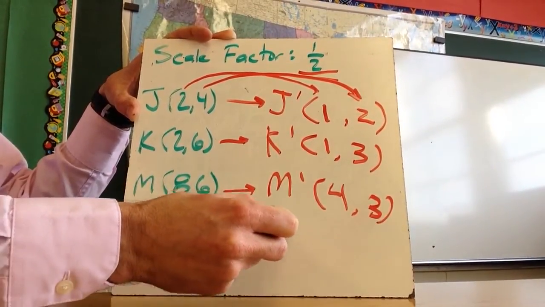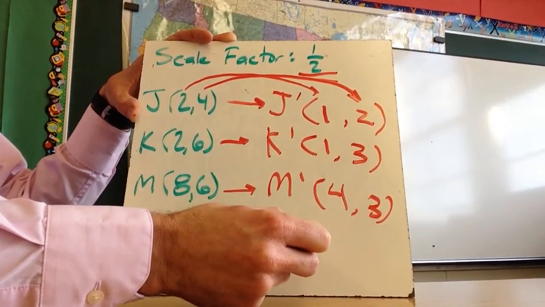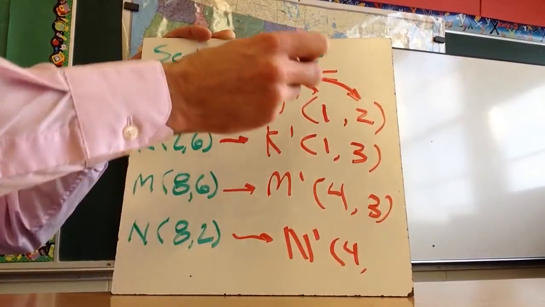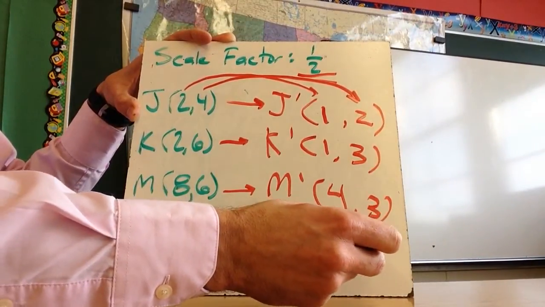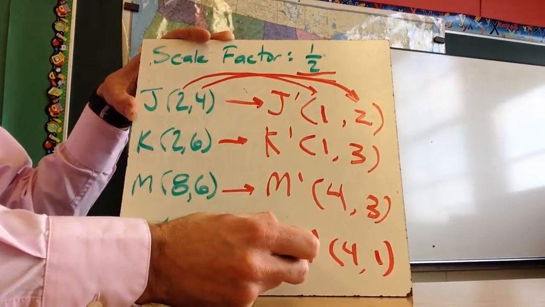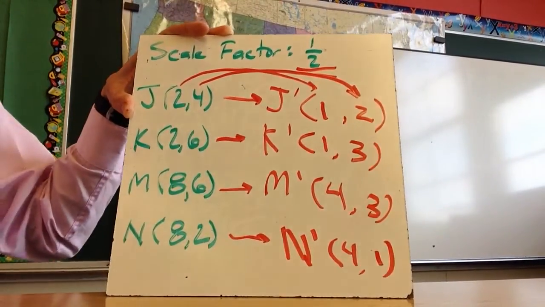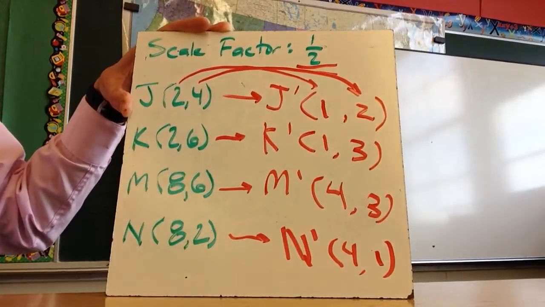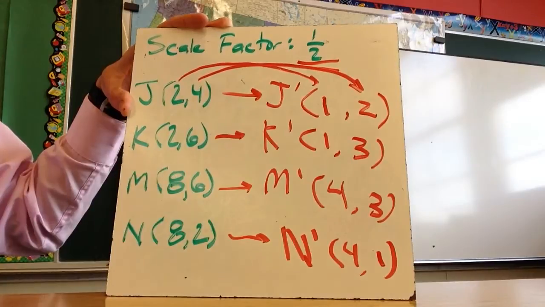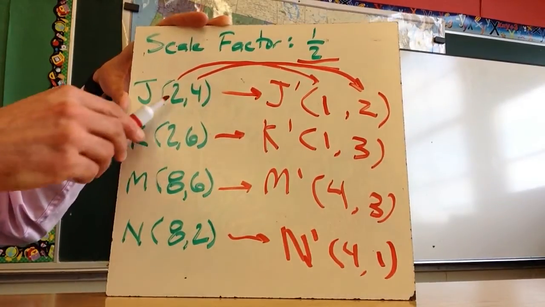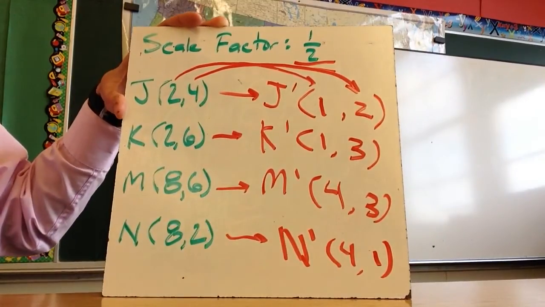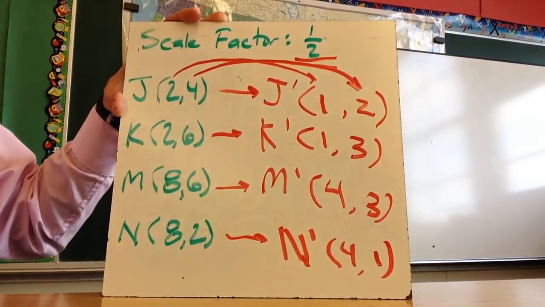And then finally N prime, 8 times 1/2 is 4, 2 times 1/2 is 1. So these would be the 4 new points for the smaller figure if we take this to a scale factor of 1/2. Now, if I needed to graph it, I could graph these points, and you could actually see it on a graph, and that's something that we're going to end up doing in class.